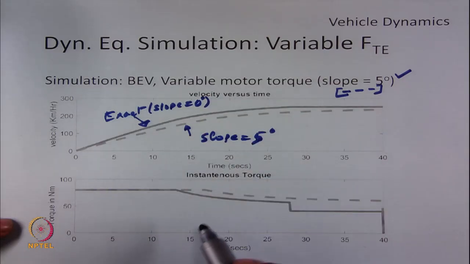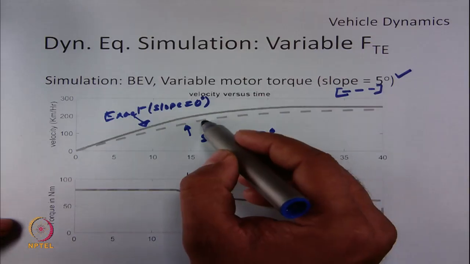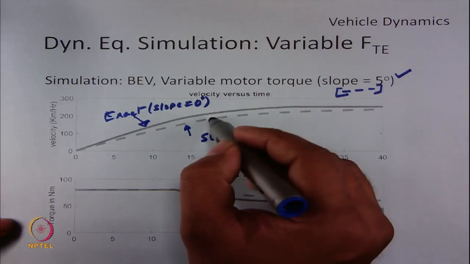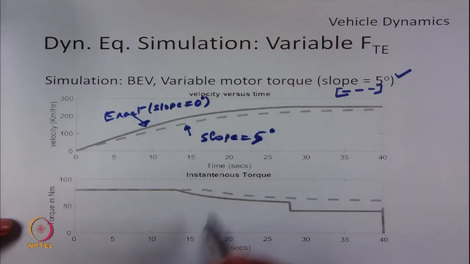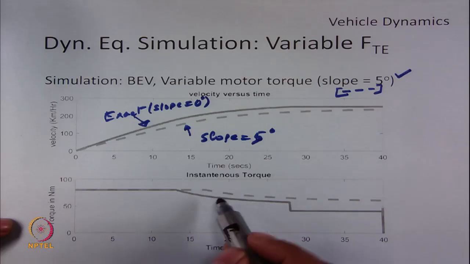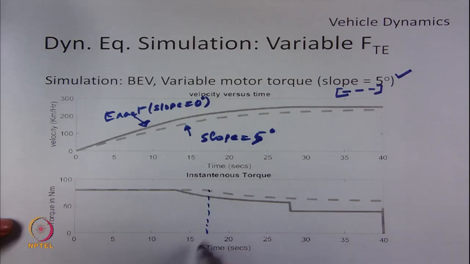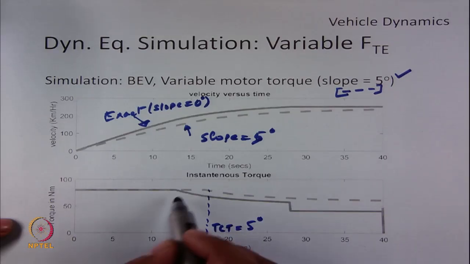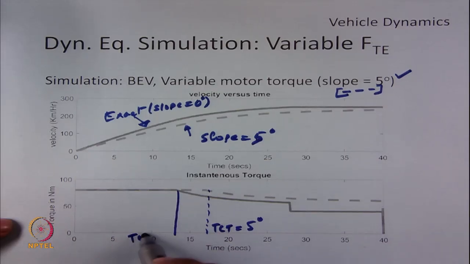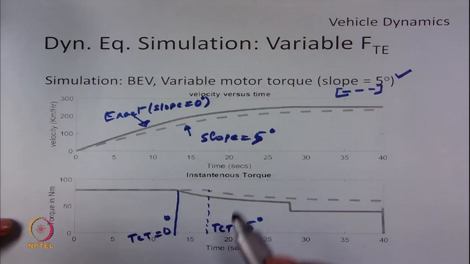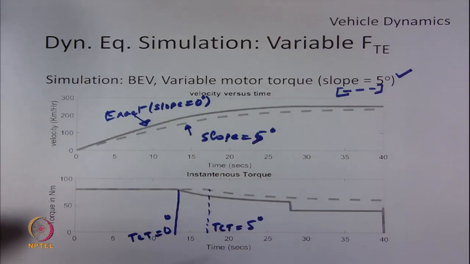And we can also see that since the acceleration has become slower, it will take more time to reach the rated speed. So, rated speed is reached at around 17. So, this is the TCT for 5 degree slope and this is TCT for 0 degree slope. So, the constant torque region has become more because of the low acceleration due to slope.